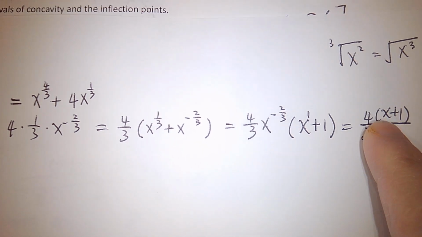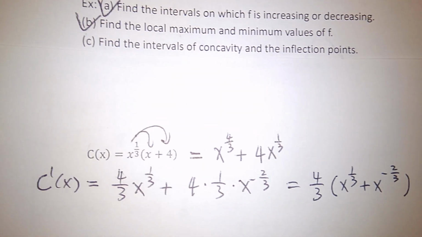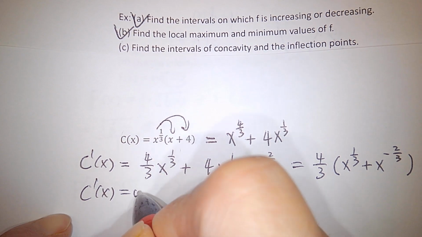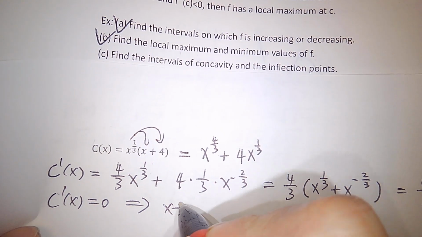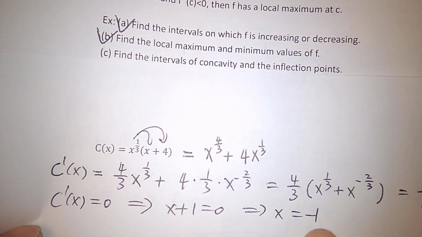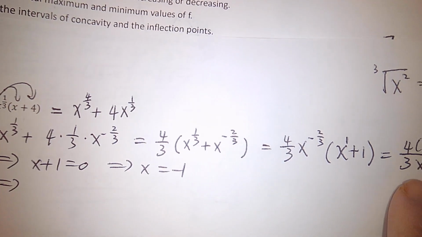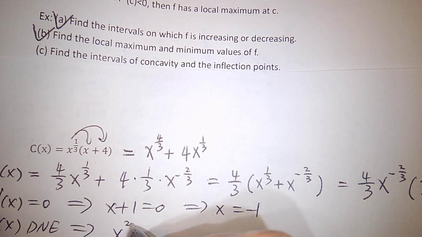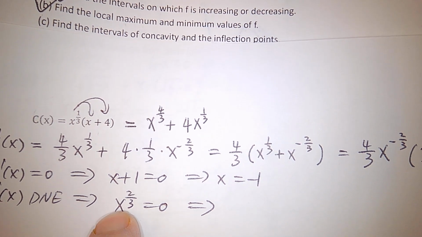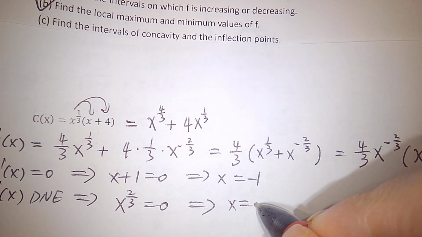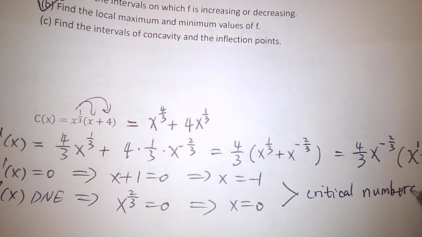In order to find the critical numbers, either we let the numerator equal 0 or the denominator equal 0 give us what? The critical numbers, right? So that means C prime of x equals 0 implies what? X plus 1 has to be 0, right? Implies x equals negative 1. A critical number, okay? And then when C prime of x does not exist, it implies what? Denominator equals 0, which is x to the 2/3 must equal 0. And it implies what? Only when x equals 0, 0 to the 2/3 equals what? 0.